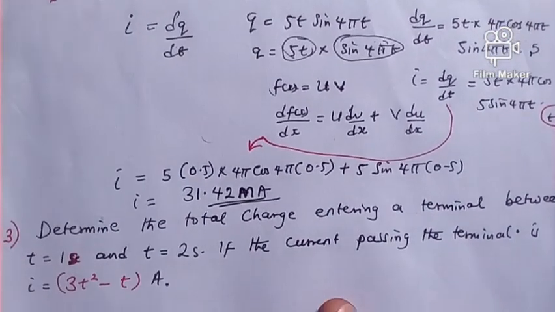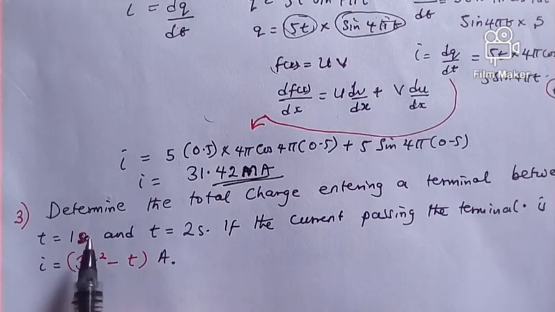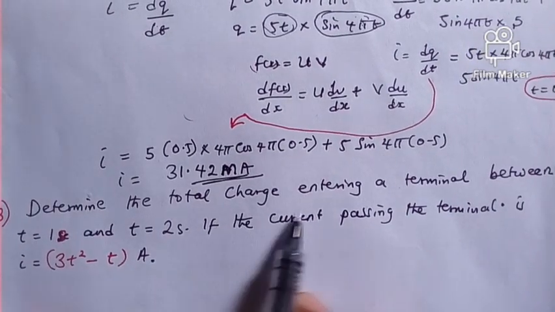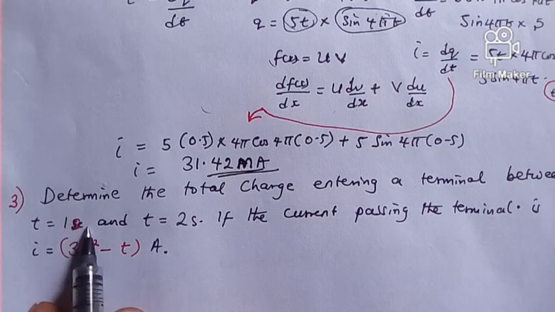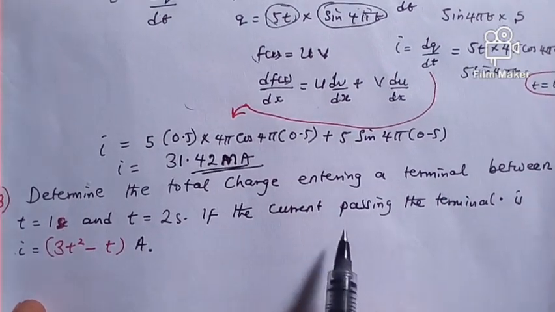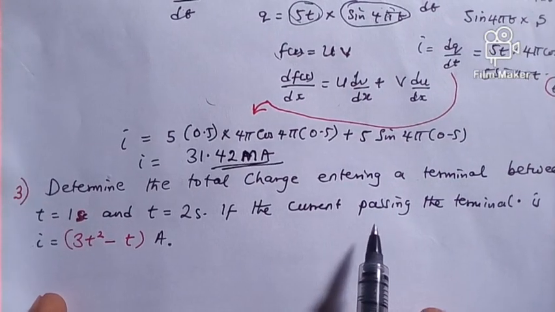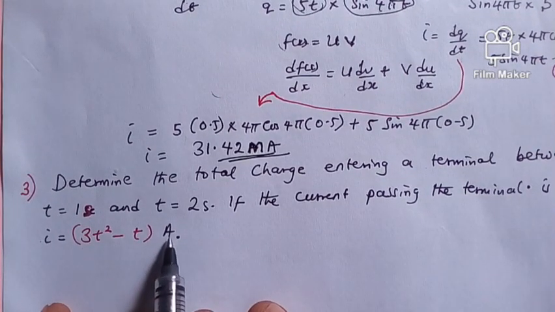Now let's try out problem number 3. The question says, determine the total charge entering a terminal between t equals 1 second and t equals 2 seconds, if the current passing through the terminal is I equals 3t squared minus t ampere.